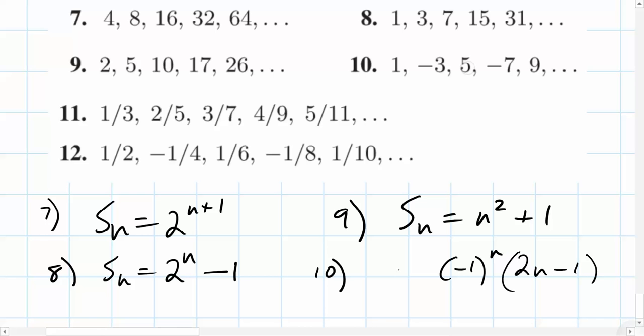2n minus 1. Does that map? Do the signs map properly for this one? Nope. So what do I need to do to n? Plus 1. I like that. You can absolutely do -1 if you care about such a thing. So +1, does that work? I think so. Does it get more fun with 11 and 12?